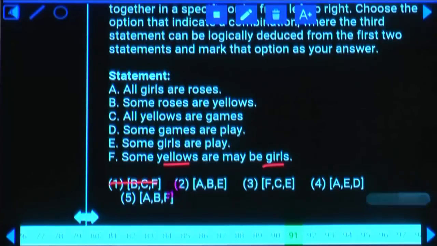Then choice 2, A, B, E. Some girls are play, A and B, girls are roses, roses are yellows. And what is the middle term here? Middle term is rose. As the middle term is not distributed, choice 2 cannot be your answer.